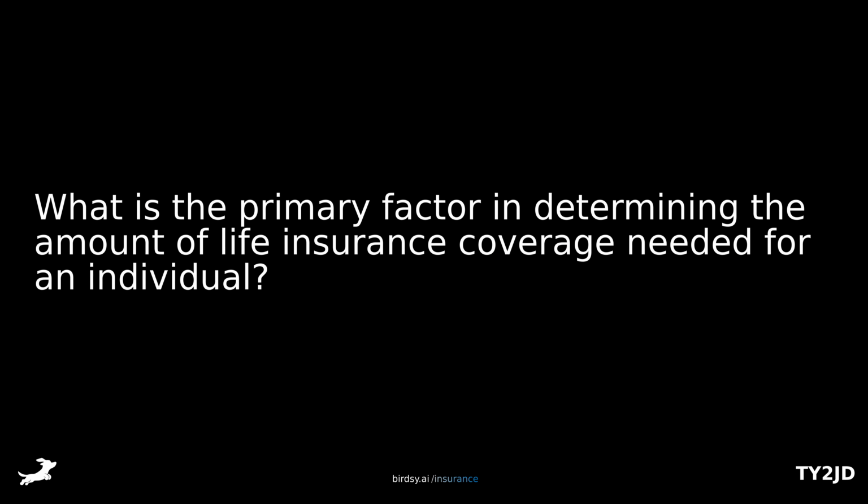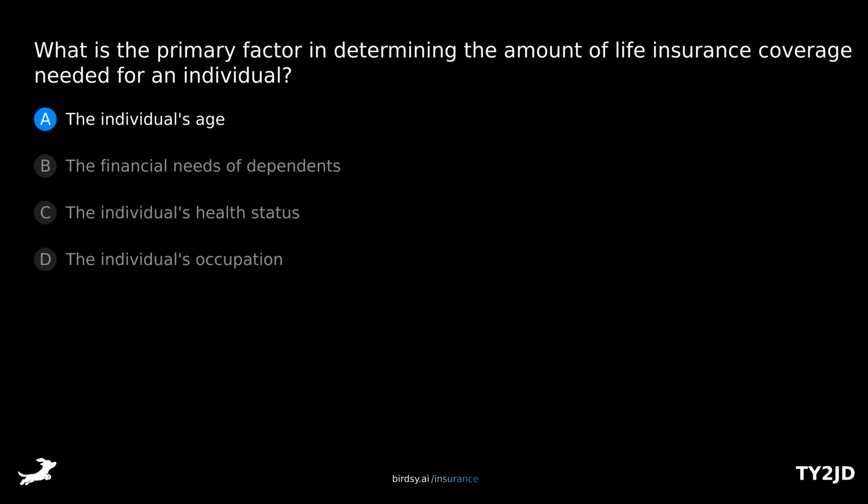What is the primary factor in determining the amount of life insurance coverage needed for an individual? Is it A, the individual's age, B, the financial needs of dependents, C, the individual's health status, or D, the individual's occupation?